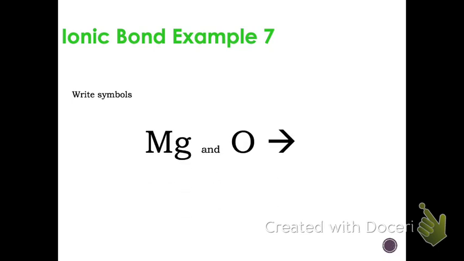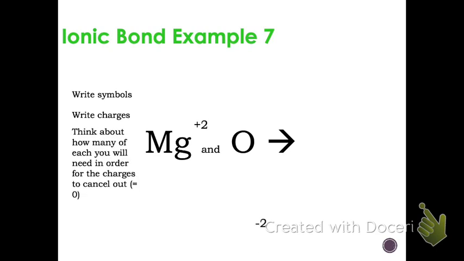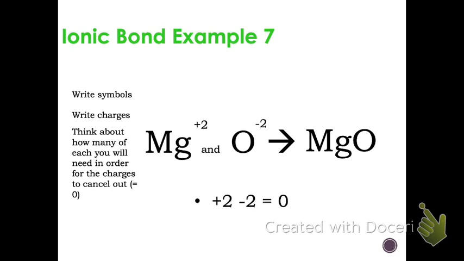All right, so we're going to look at a formula between magnesium and oxygen. So we've got the symbols. We're going to write the charges, +2 and -2. So it's going to be 1 to 1. It just takes one of each ion for the charges to cancel and make 0. And so this is going to be magnesium oxide.